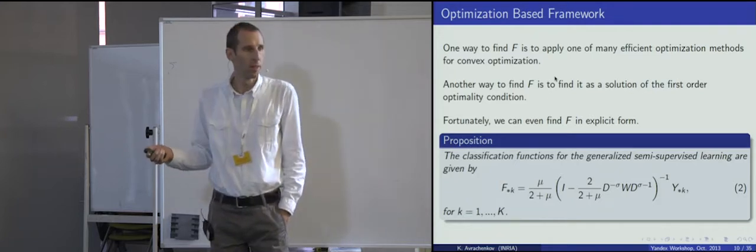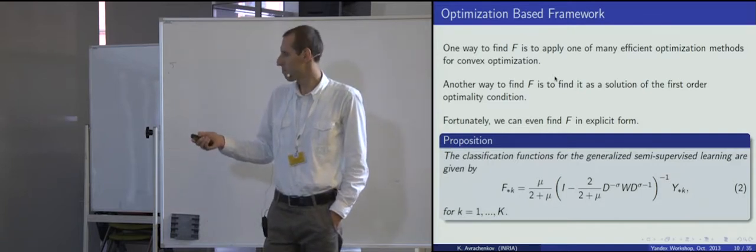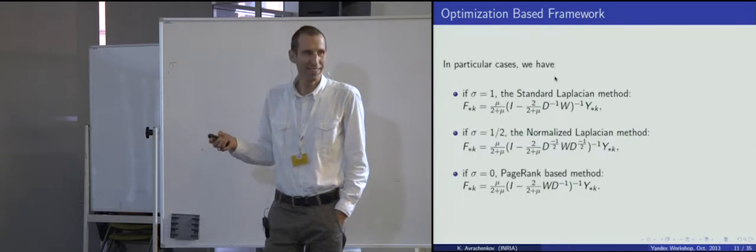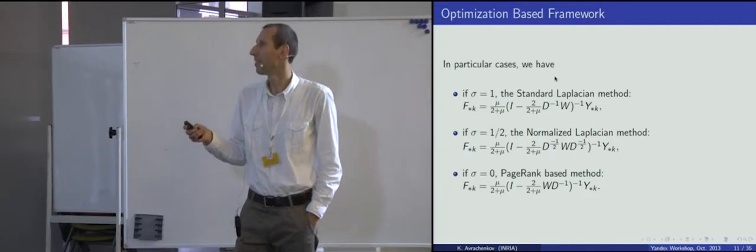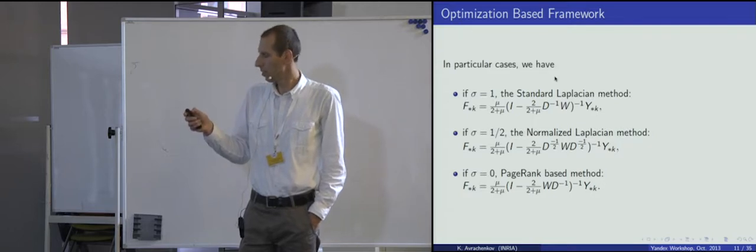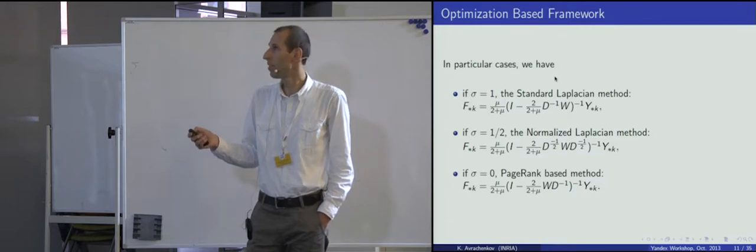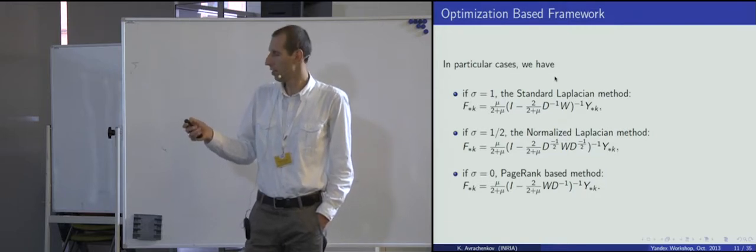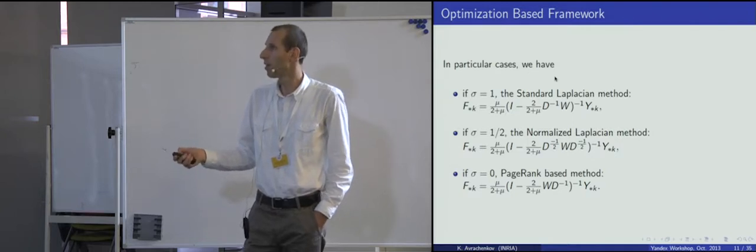Can you explain to us why it's called PageRank? Yes, thank you. Actually, the next slide is convenient to explain why we can call it the PageRank-based method. On this slide, we see these three important particular cases. The first two cases are known methods, and when sigma is equal to 0, we obtain this expression.